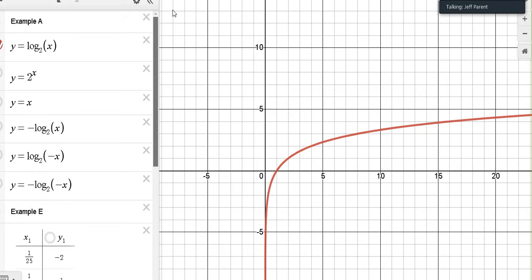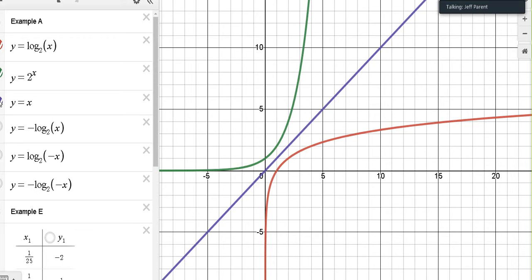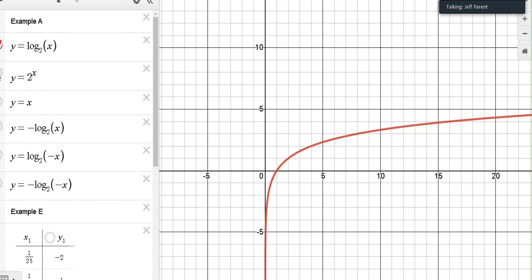When we're looking at base 2, this function is the inverse of 2 to the x. Remember that they're symmetric around the line y equals x. They're inverses of each other. Now let me get rid of these two graphs, and let's start playing with this one in a couple ways.